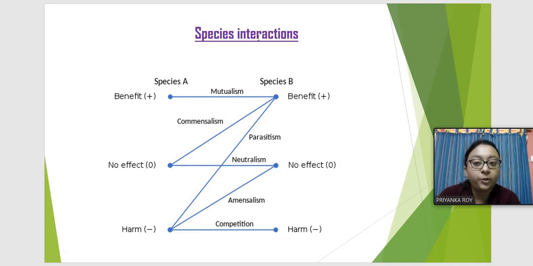Like I was saying about species interactions, where species A benefits and species B also benefits, that is known as mutualism. When there is no effect, 0, and a benefit, positive, then it is commensalism. If both are no effect, 0, then it is neutralism. If it is harm, negative, and benefit, positive, then it is parasitism or predation or herbivory. If it is no effect, 0, and harm, negative, then it is amensalism. If it is harm and also harm, then it is competition.